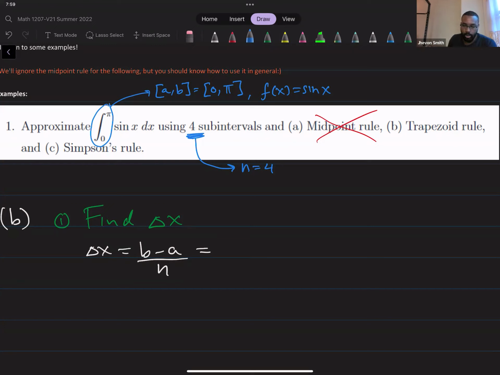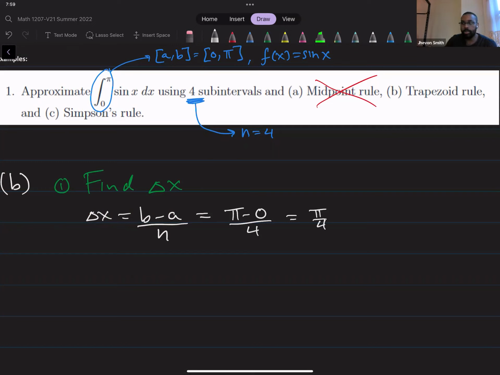And so b minus a over n just comes down to actually you doing that calculation. So it's pi minus 0 over 4. So pi over 4. So that's the first thing. You want to find your delta x.